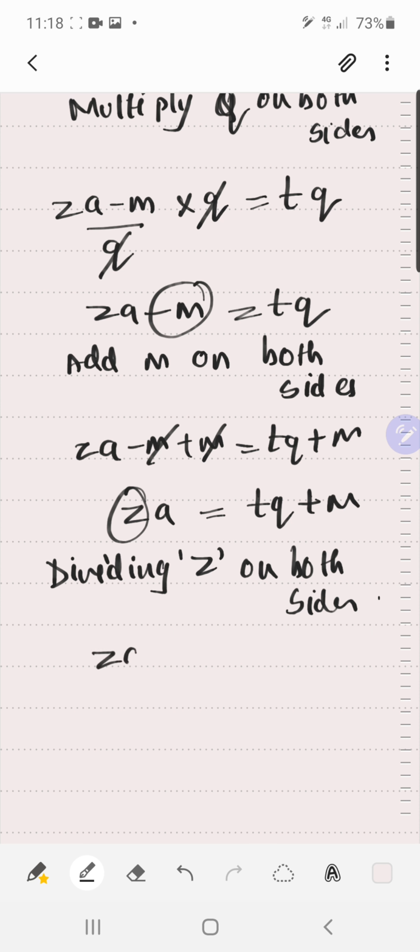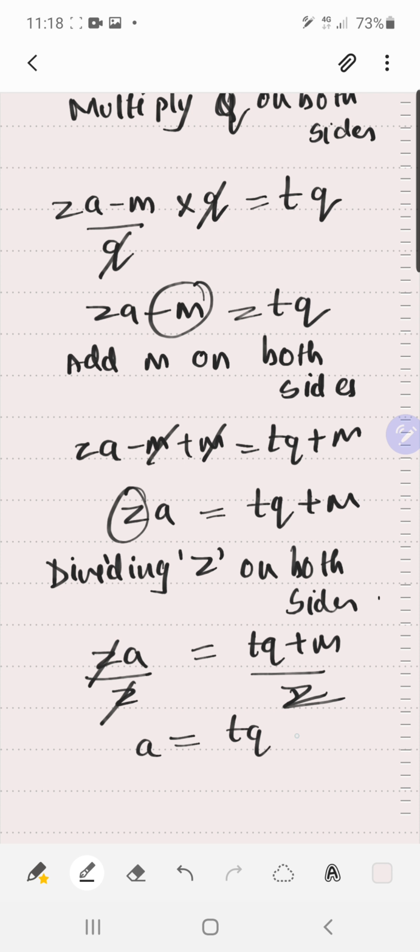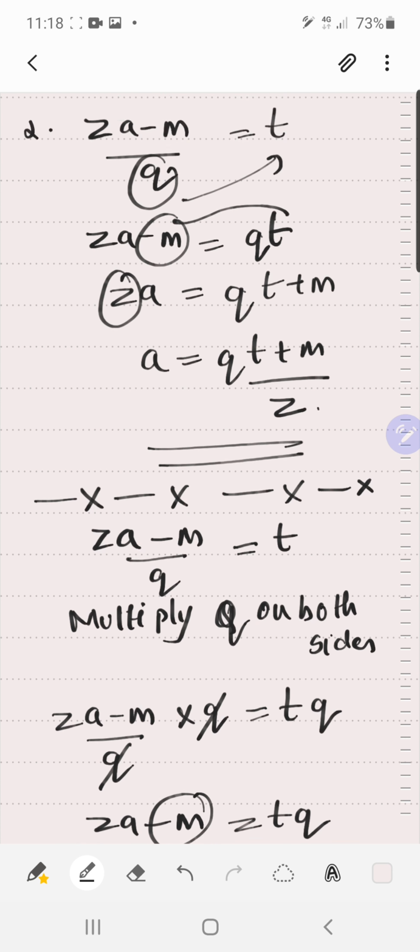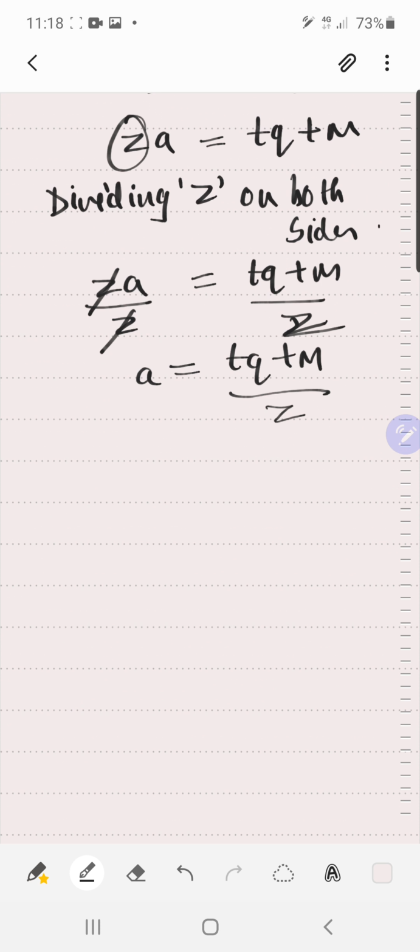So it will be ZA upon Z is equal to TQ plus M upon Z. This way Z is eliminated and your A is alone being a subject. Is that clear? So that was your problem number 2. I'll jump on to problem number 3.